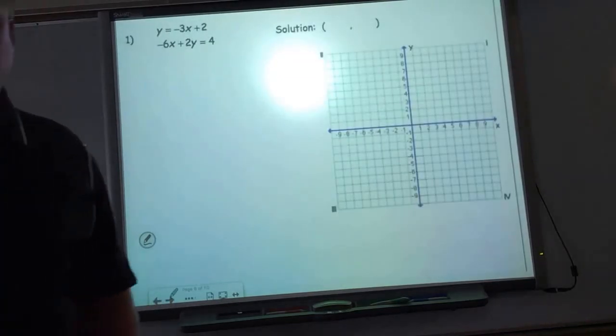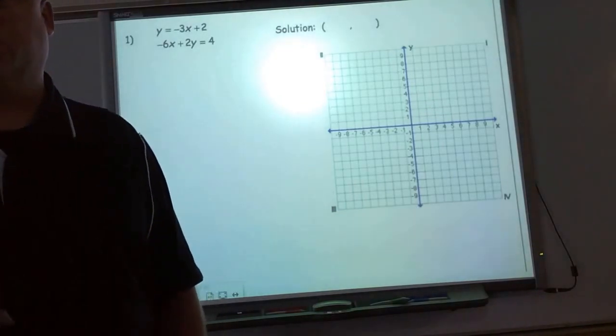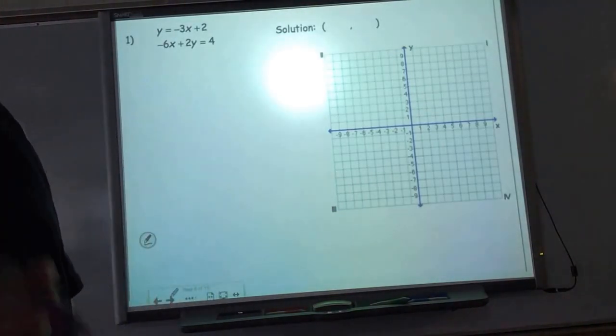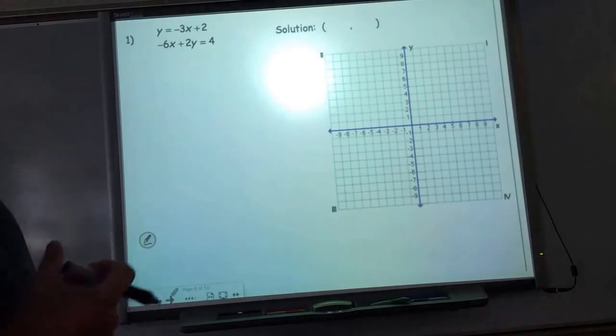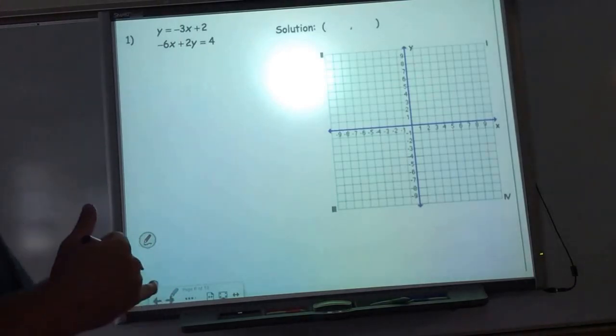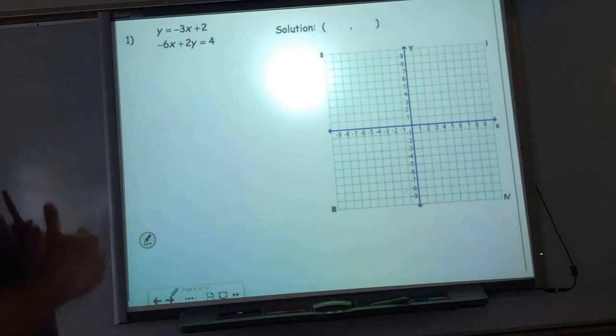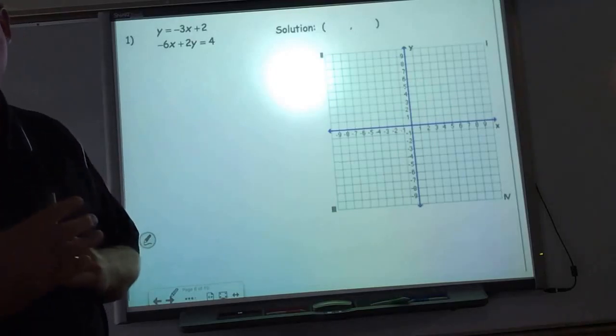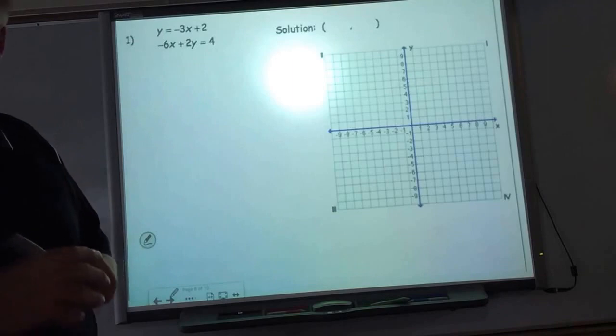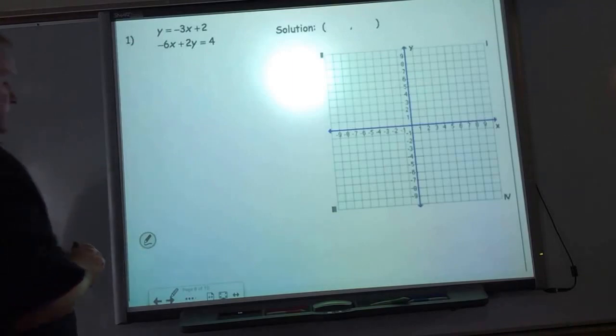Now, we are going to be graphing to find our solutions, which means we need to know how to graph each line. So as we look at this, we're going to graph each one of these and then find out the solution, because where the two lines cross is our solution. So where the two lines cross is our solution.